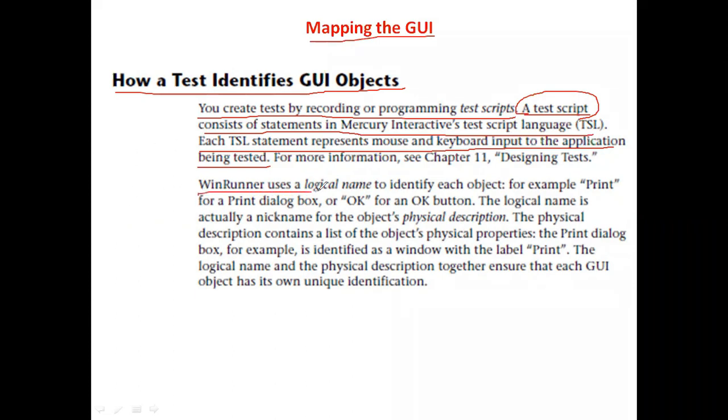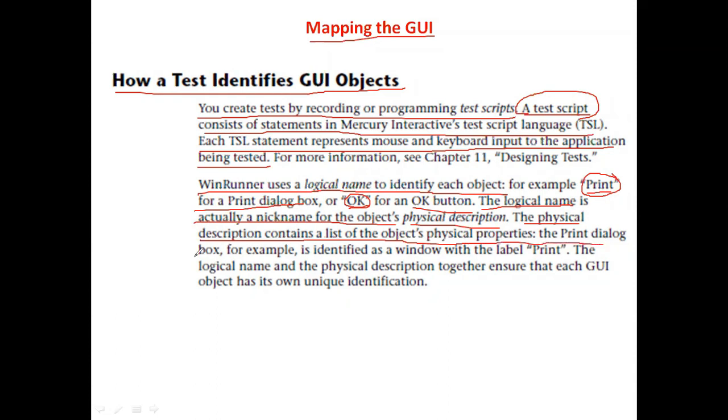Next, WinRunner uses a logical name to identify each object. For example, Print for a print dialog box or OK for an OK button. This is the logical name. The logical name is actually a nickname for the object's physical description. The physical description contains a list of the object's physical properties.